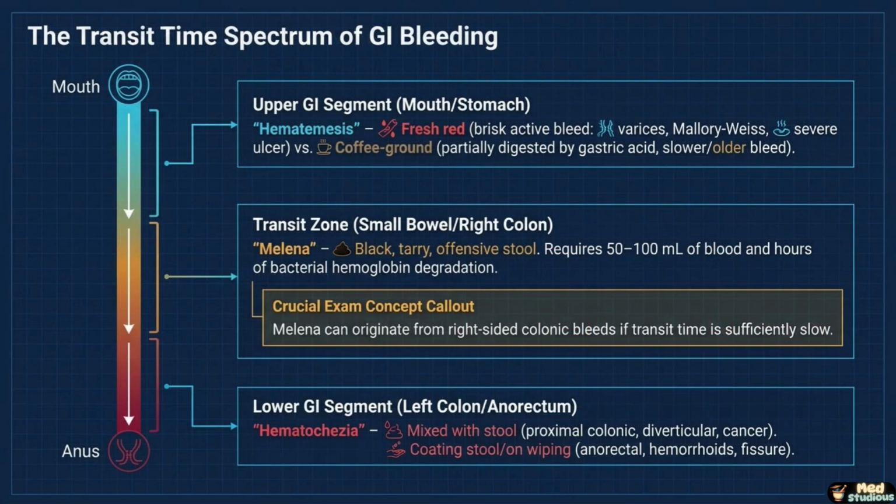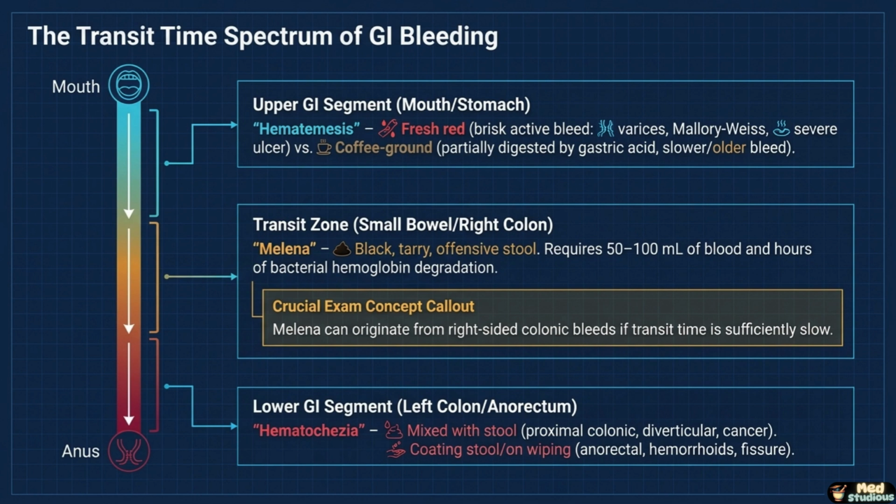GI bleeding presentations are essentially a map of how far blood has traveled and how much time it had to be chemically altered along the way. From the upper GI segment, hematemesis presents as either fresh red blood, signaling a brisk, active bleed from varices, a Mallory-Weiss tear, or a severe ulcer eroding into a vessel, or coffee ground vomitus, where gastric acid has partially digested the blood, implying a slower or older bleed.